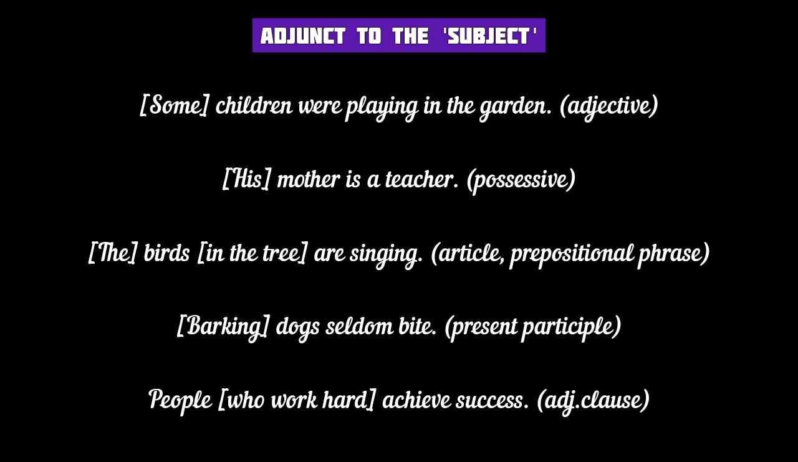Barking dogs seldom bite. In this example, the present participle barking is modifying the subject noun dogs. So, barking is an adjunct to the subject in this case. We have already seen how a word as well as a phrase can be used as an adjunct to the subject. Now look at the last example here. People who work hard achieve success. In this sentence, the subordinate clause who work hard is modifying the subject of the sentence people. So the entire adjective clause who work hard is an adjunct to the subject here. Thus we learnt about different types of adjuncts to the subject.